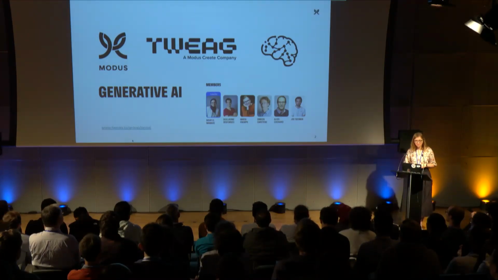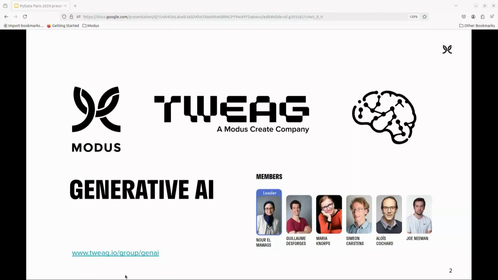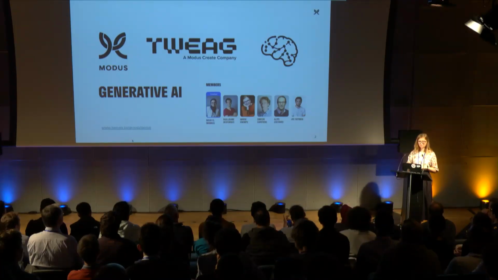So who are we? We come from Modus Create. It's a consulting company that supports other companies with software development, including generative AI. Twig is the OSPO, remember this abbreviation, of Modus Create. And we are the Gen AI research team led by Noor, which is a part of the product development practice. What we are seeing here is only a small portion of the team, the one that is focused on the research work.